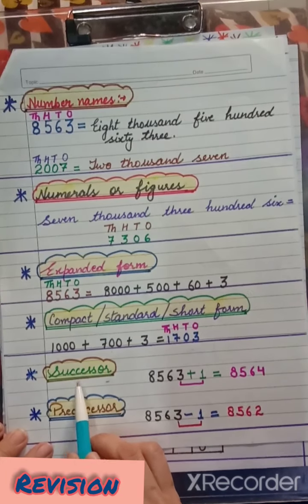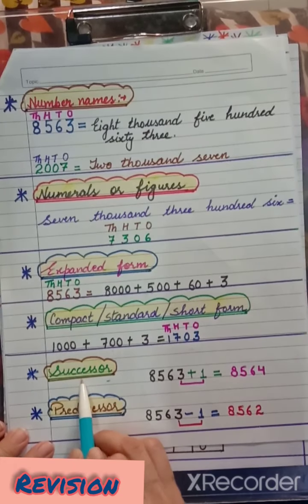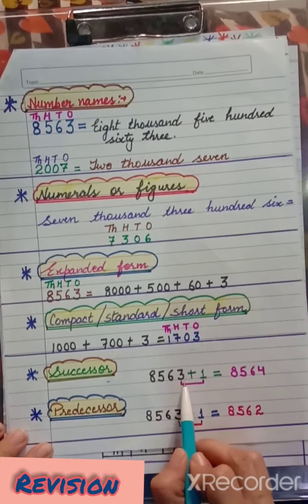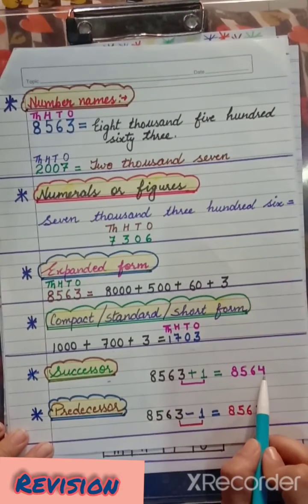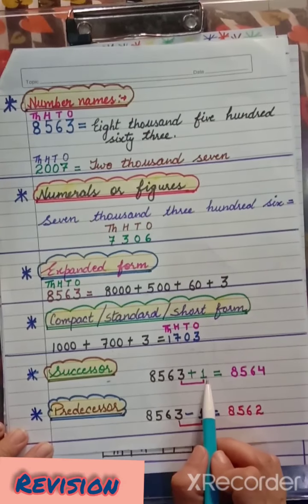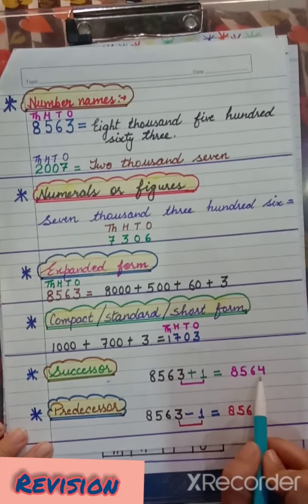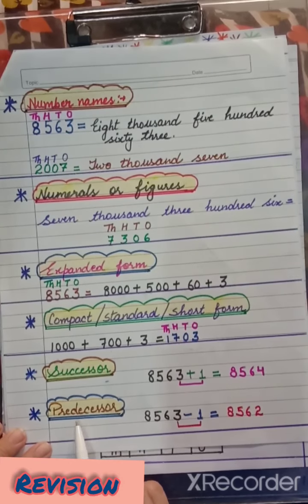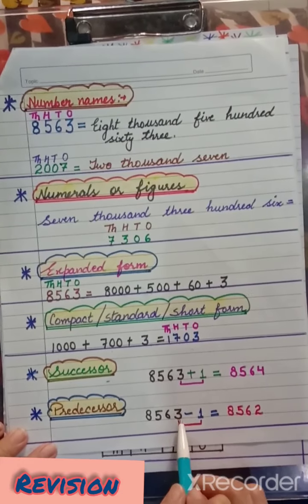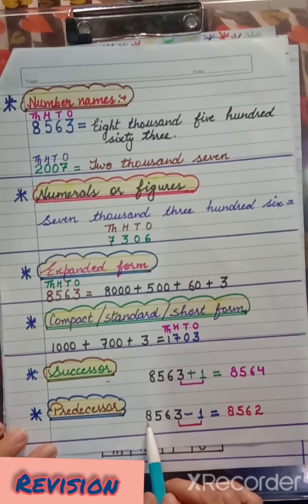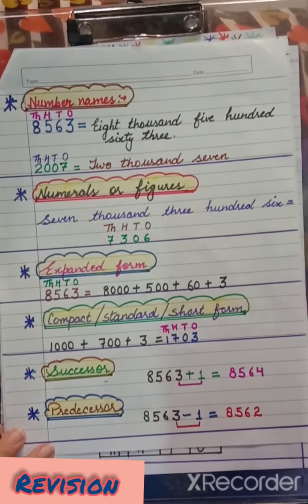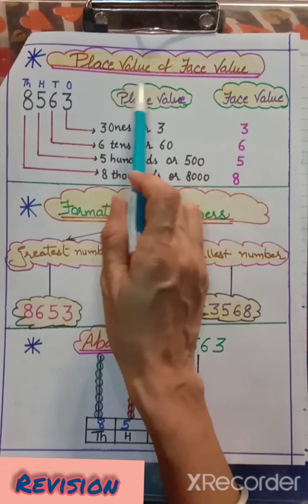Next is successor. Successor means 1 plus. We are having a number 8563. So 3 plus 1 is 4. Rest of the number is same. 8563 plus 1 is 8564. Predecessor. Predecessor means 1 minus. Means when we subtract 1 from the ones place, that is 3. So 8563 minus 1 is 8562.